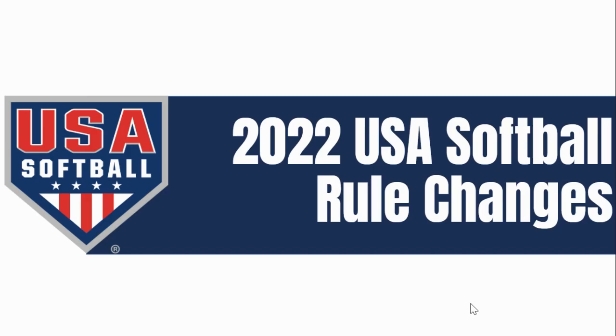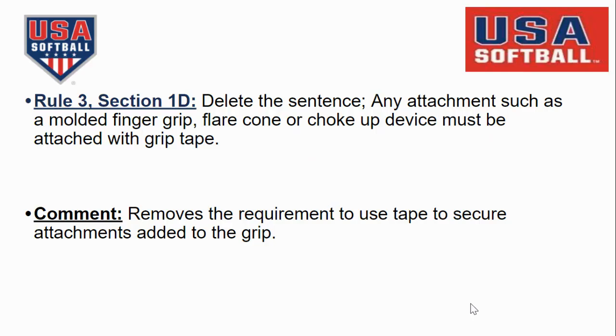Let's get started. The first change, Rule 3, Section 1D, is in regards to the attachments that are on some of the bats. It is no longer required that these attachments be taped down and secured. The manufacturers have done a great job in recent years of making these secure without being taped down, and the committee felt that it was no longer needed, which allows a little bit more flexibility and makes it a little bit easier for the teams and the umpires.